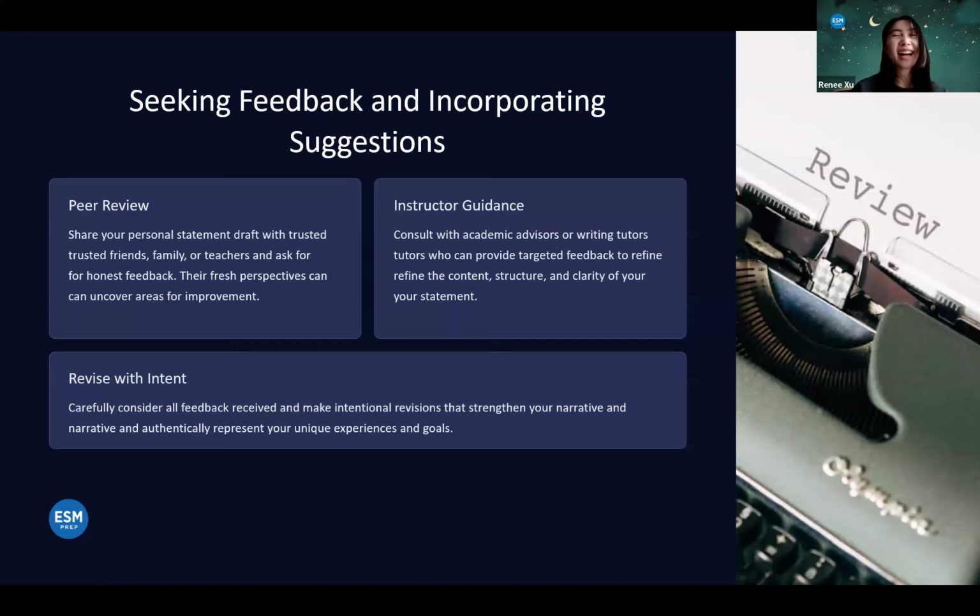So yeah, I think that is the main thing. Authenticity, authenticity, authenticity. Yeah, for sure.